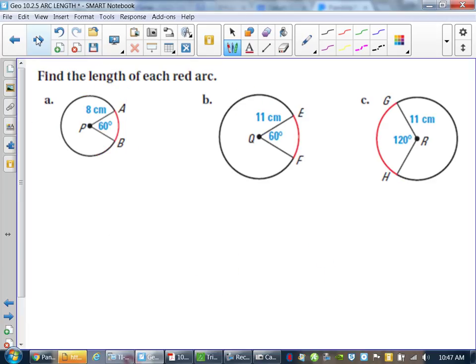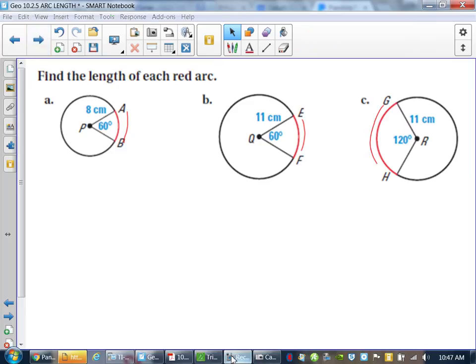All right, take a couple minutes to get those arc lengths. They're looking for the arc lengths that are in red. So it's A to B, E to F, G to H. They're looking at those 3 different arc lengths. Take a few minutes and figure them out.